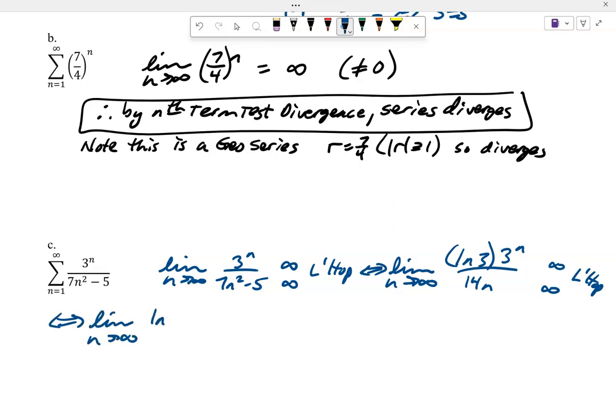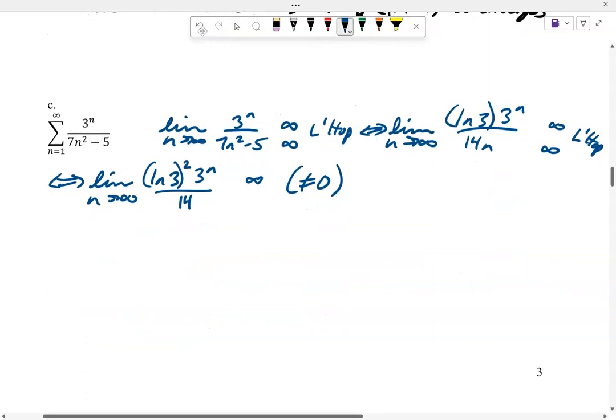So I already have a natural log of 3. Now I'm taking the derivative of that 3 to the n, which is another ln of 3 to the n. Take the derivative of 14n, which is 14. Now I run it to infinity. See how I got infinity over 14. So we end up with infinity on this thing, which is it 0? No, it's not. As long as it's not 0, we can conclude it diverges.